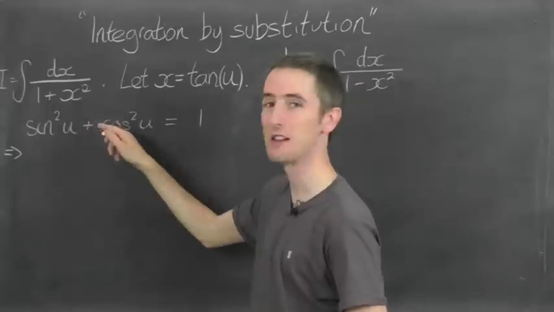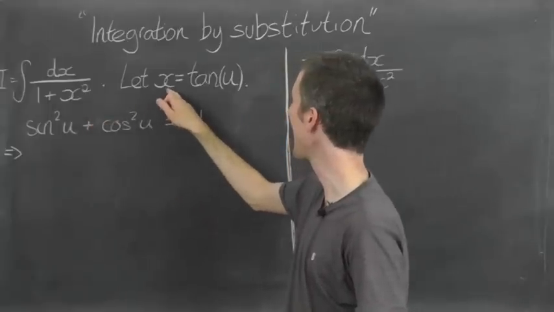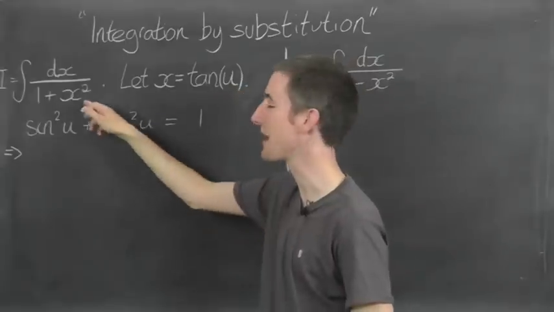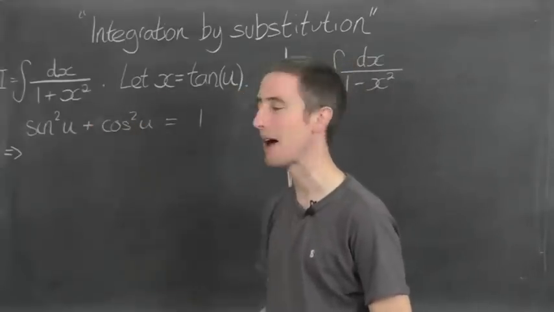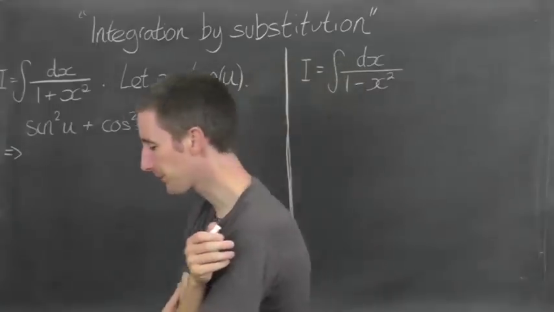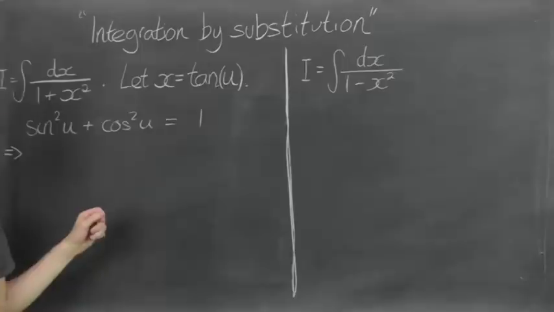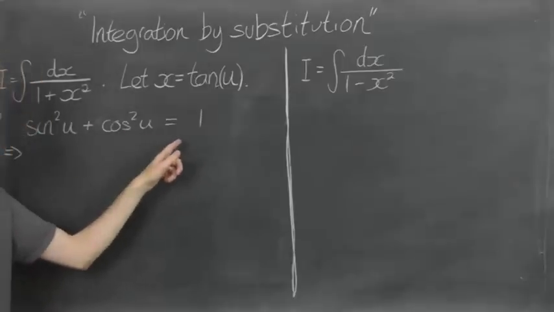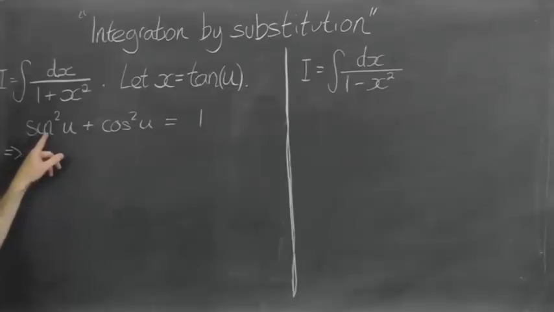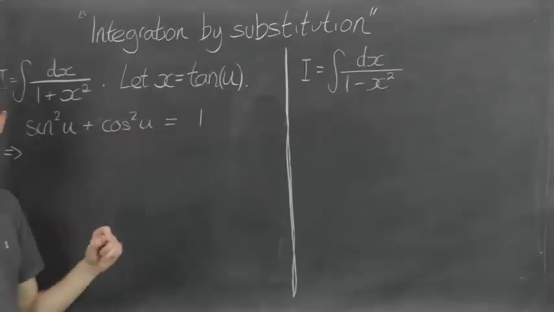Here, without experience, you might not guess that letting x equals tan u is the right thing to do. But let's see how that works. Well, this method is going to rely on the trigonometric identity, which is fairly fundamental: sine squared plus cos squared equals 1.